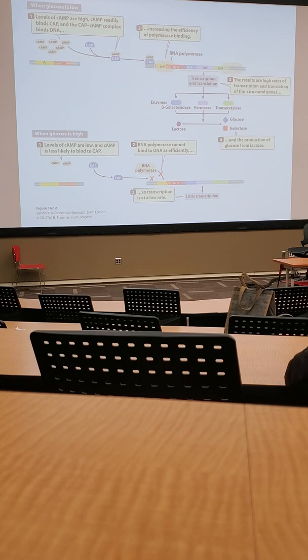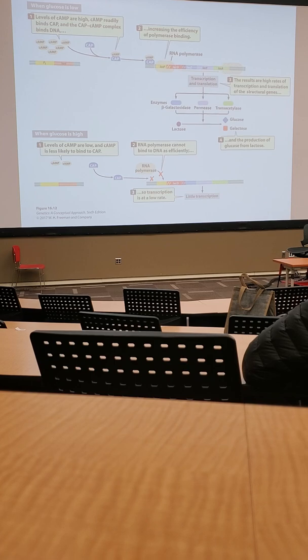So what happens now if there's a lot of glucose? We're not talking about why they're inversely related; we're just going to use that as a tool to think about it. Now when glucose is high, cAMP is low. There's not enough small molecule to activate CAP, so there's no positive control. RNA polymerase isn't doing a great job binding to DNA by itself. It needs proteins to help it, and CAP is one of those.